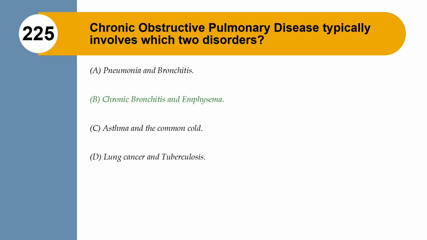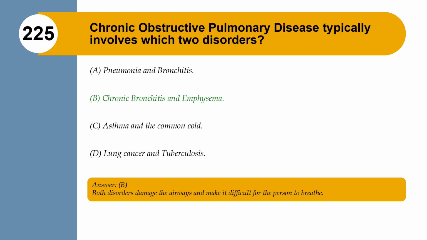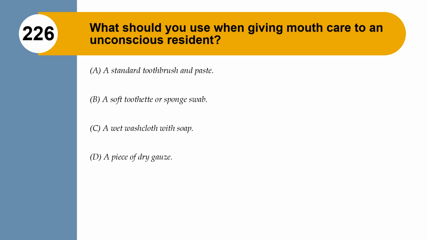The correct answer is option B, chronic bronchitis and emphysema. Explanation. Both disorders damage the airways and make it difficult for the person to breathe. Question 226. What should you use when giving mouth care to an unconscious resident?